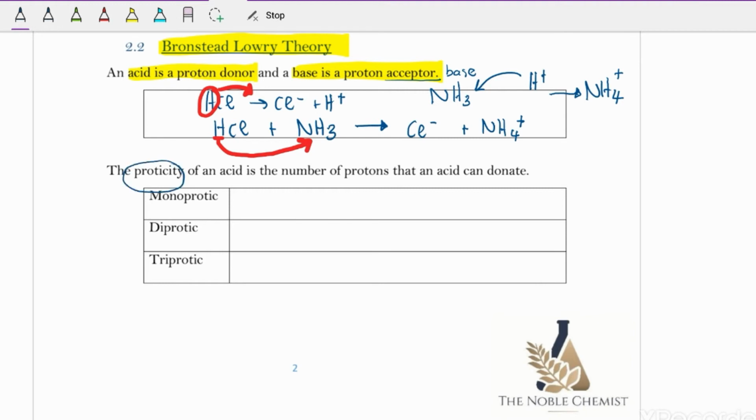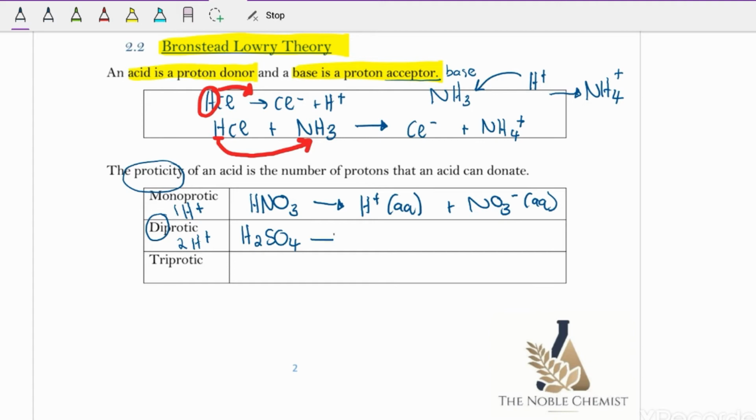Now also something about acids is the proticity. Certain acids can give away more than one proton. If we have monoprotic, it means that it can give away one proton. If you look, for example, at nitric acid, it can give away one proton, right? And that is what will remain. If you look at a diprotic acid, di for 2 protons, an example would be something like sulfuric acid.